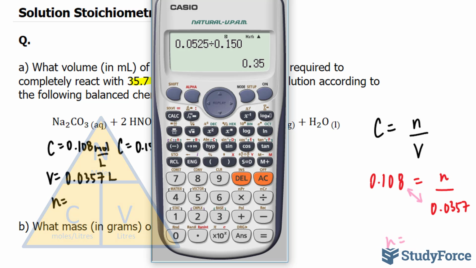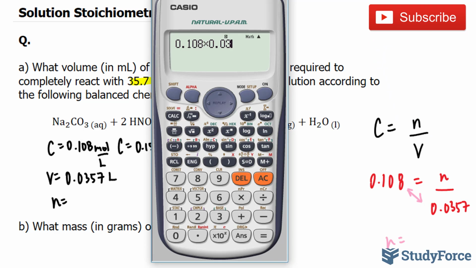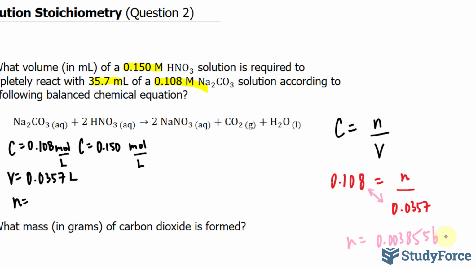If I multiply these two numbers, I will end up with N. So N is equal to 0.108 times 0.0357. This gives me a very small number. We have 0.00385. That's in moles. So I just found the number of moles of this compound.